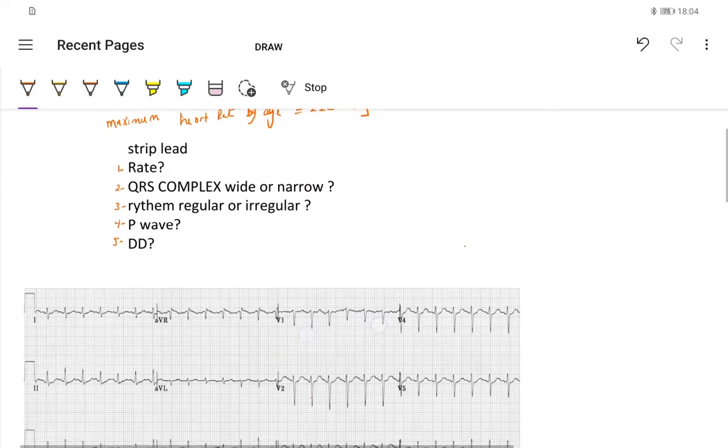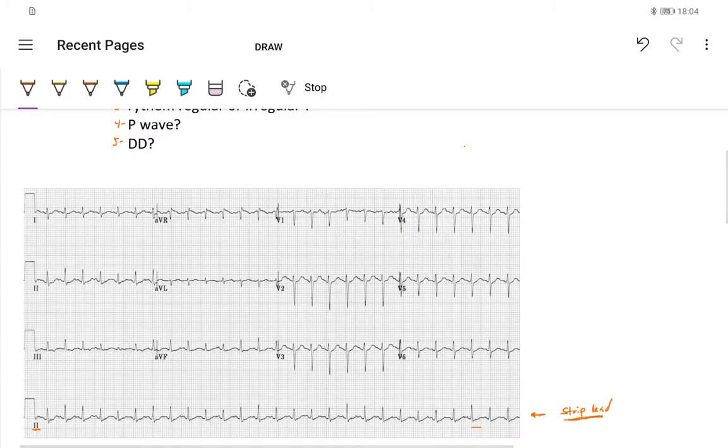So let's start by calculating the heart rate. If the rhythm is regular, we will calculate the heart rate by 300 over the number of large squares between the R waves. So we will see how many large squares are between the R waves. Here we have 2, so 300 divided by 2 equals 150.